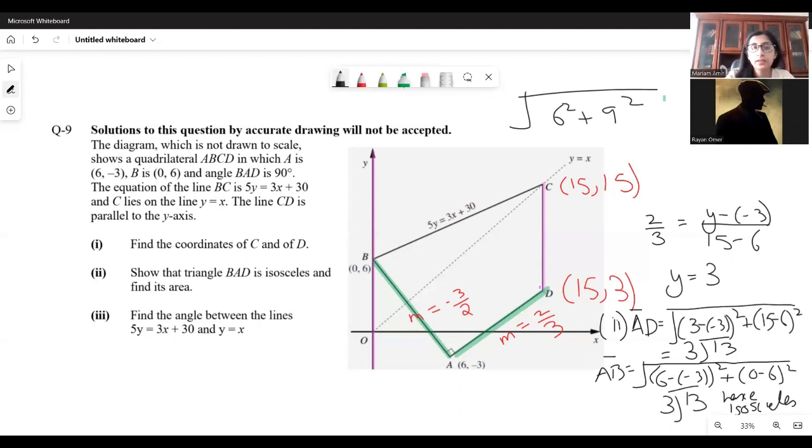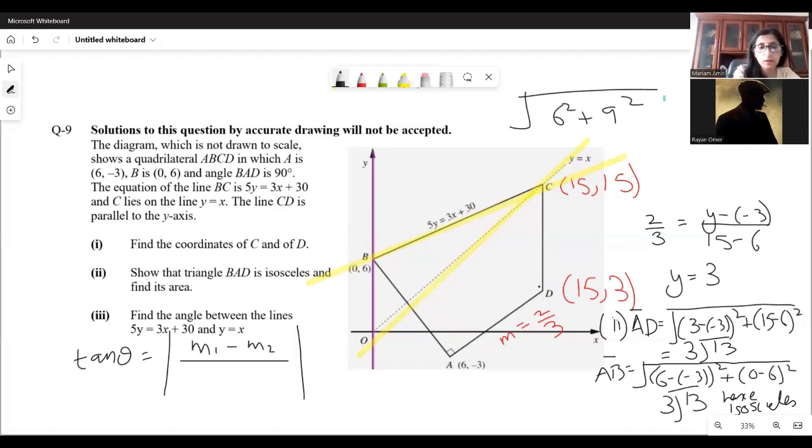Find the angle between the lines 5y equals 3x plus 30 and y equals x. How do we find the angle between two lines? By using the formula. Tan theta equals modulus of m1 minus m2, divided by 1 plus m1 m2. So give me the slopes of both these lines.